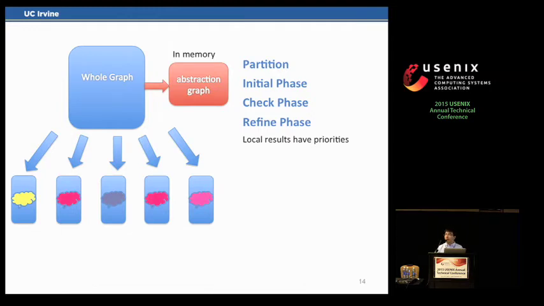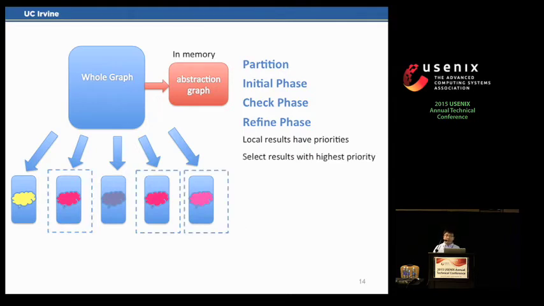In the refine phase, we have local results available. These local results have priorities. These priorities are heuristic and can be customized by the programmers. Different applications may have different priorities. For example, for community detection, we may use the size of the community as a metric for priority. Intuitively, merging partitions where larger communities have been discovered is more likely to reach the goal of finding a community with a certain size. Then we select results with the highest priority.